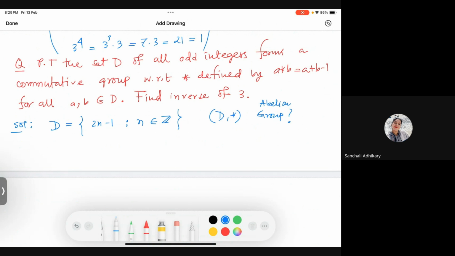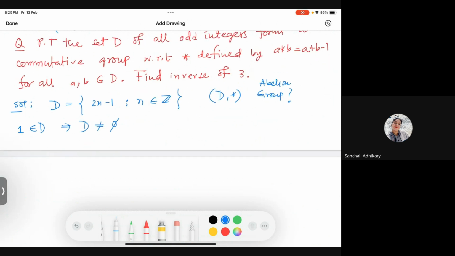So see, 1 belongs to D because 1 is odd. It will imply D is non-empty. So first of all, you need to show D is non-empty. Okay. Second, take any two odd numbers. So say A, comma B belongs to D. Since A is odd, it will imply A can be written like this and B can be written like this, for some n1, comma n2 belongs to Z.